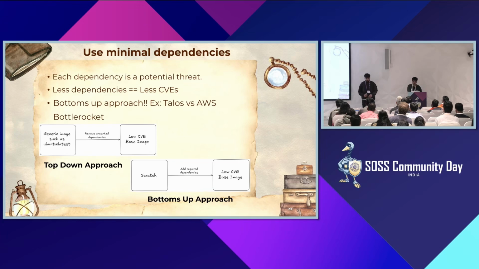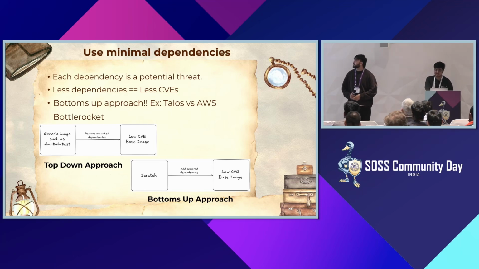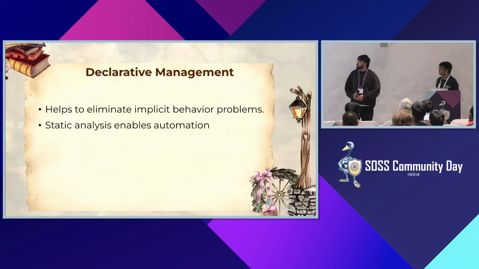AWS tried to do the top-down approach, and they ended up with 350 binaries. So that's 350 binary packages they have to maintain updates for. Whereas Talos built it from scratch, and they only have 12 binaries that they have to deal with. So it just shows that fewer dependencies go a long way in managing security updates.